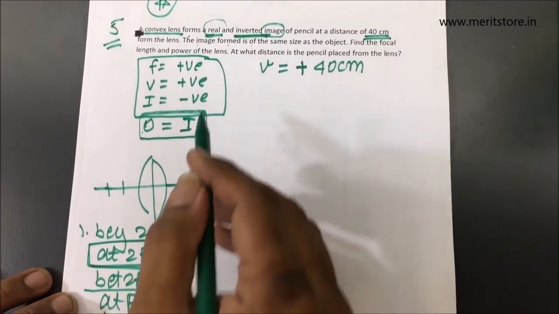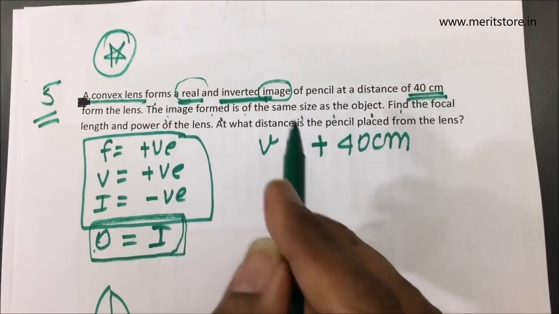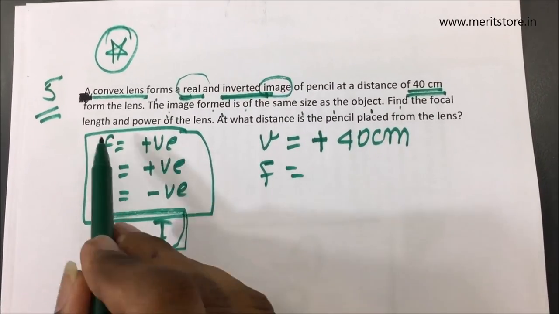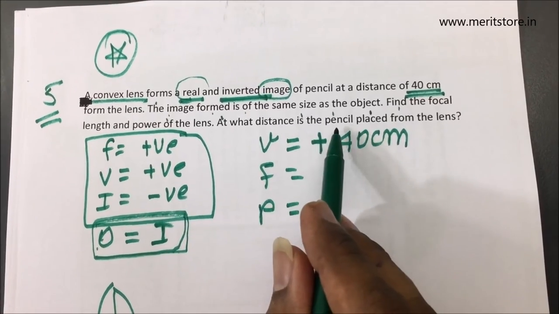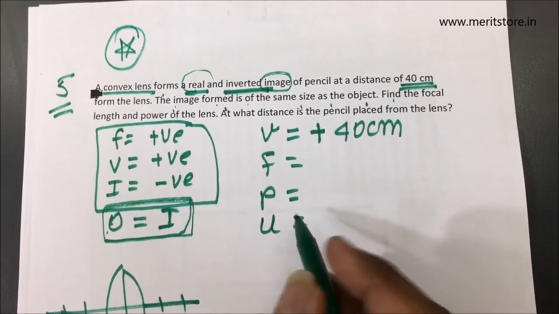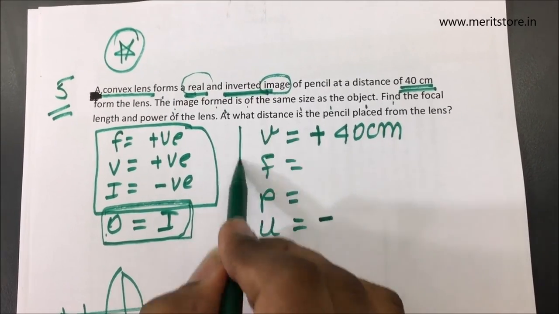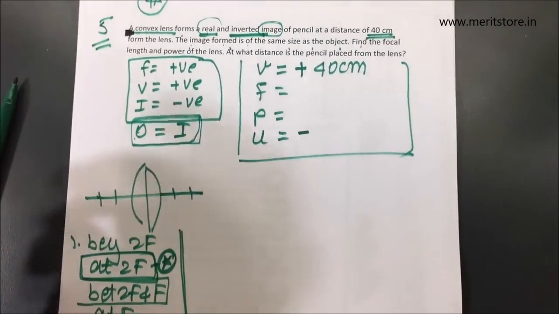Let's go ahead. The image formed is of the same size as the object. Find the focal length, find F, find the power of the lens, and at what distance is the pencil placed from the lens? The pencil, the object, at what distance is it? It's always going to be negative here. So this is what we are having, and let's get into it straight. Are you ready? Are you with me on it?